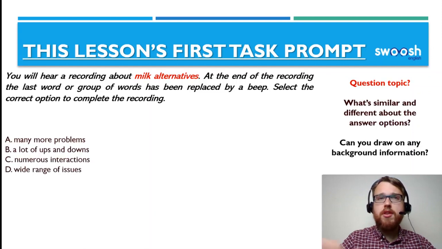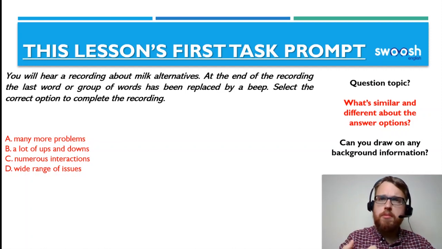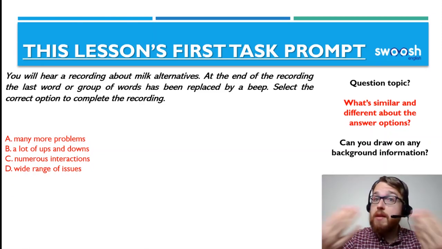Also, have a look. Again, what's similar and different about the answer options? Answer A, many more problems. Answer B, a lot of ups and downs. C, numerous interactions. D, wide range of issues. So all of these answer options contain a quantifier: many, a lot, numerous, and wide. So you're looking for something in large content.